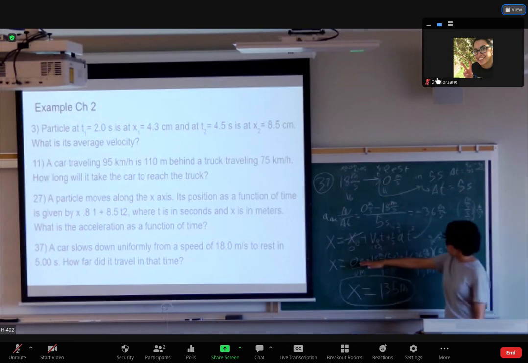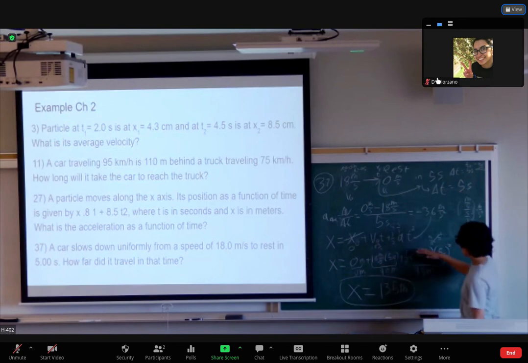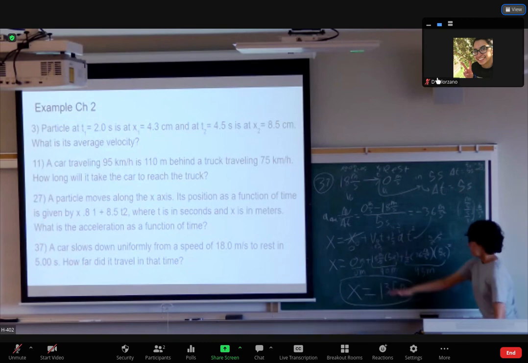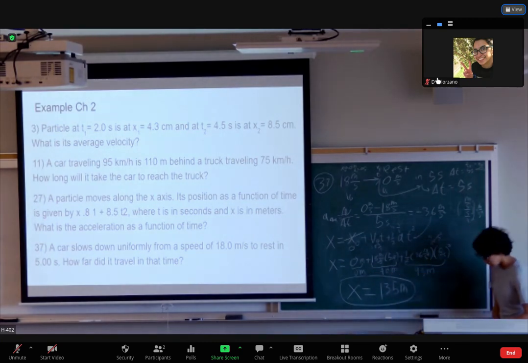This is 0. This entire term is 90 meters. Remember, those seconds cancel out. This entire term is 45 meters because those seconds squared cancel out. That's me showing this right here: you multiply the acceleration units, meters over second squared, times your t squared, which is seconds squared, and those cancel out to leave you with meters. Add these three numbers up and you get 135 meters, and that is your x.